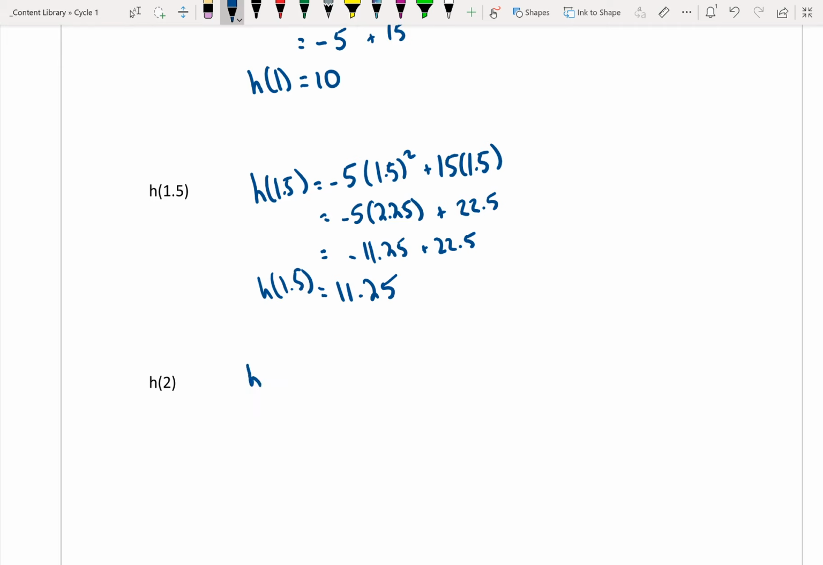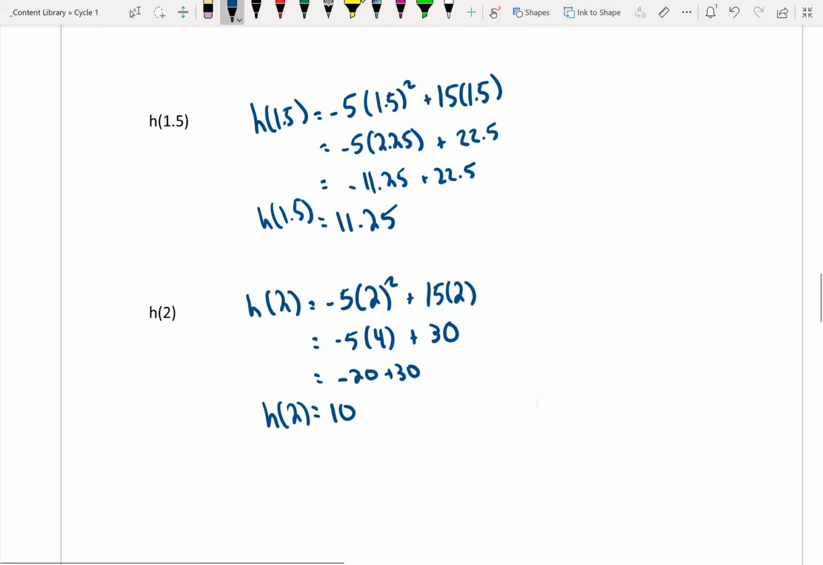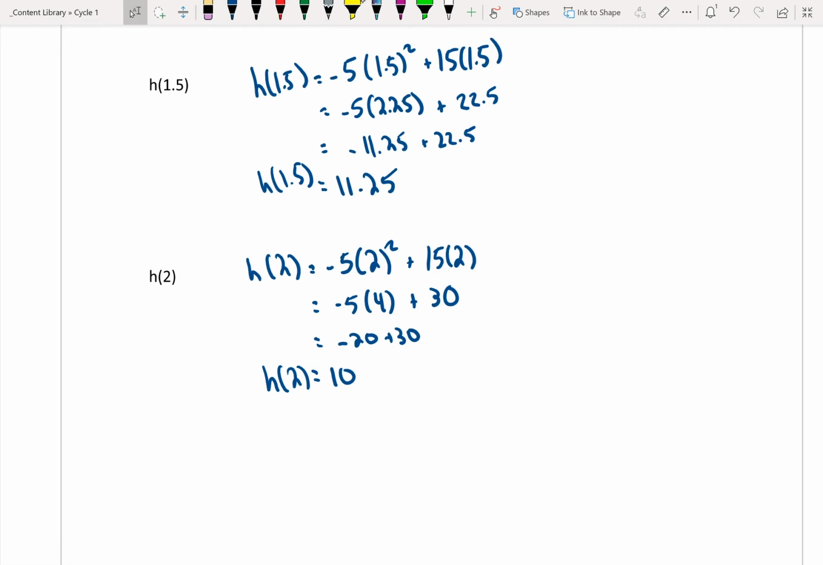And in the end, finally, h of 2, same idea. Everywhere I see a t, I'm replacing it with 2. So it becomes negative 5 times 2 squared plus 15 times 2. So we have negative 5 times 4 plus 30. Negative 20 plus 30 is 10. So that means the height at 2 seconds is 10 meters.